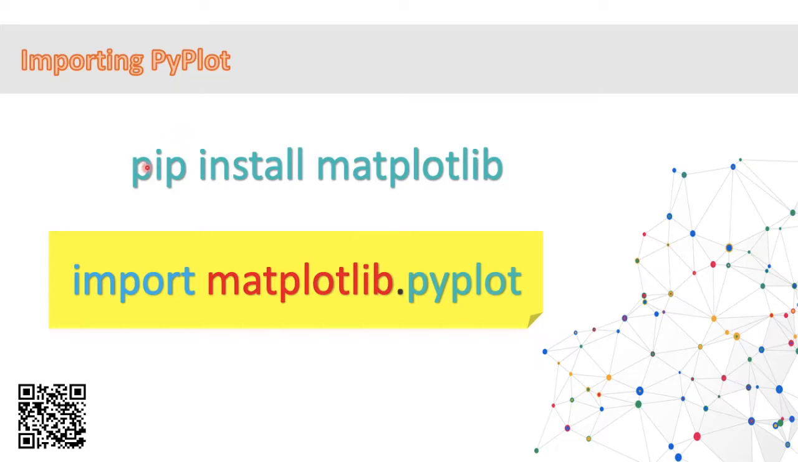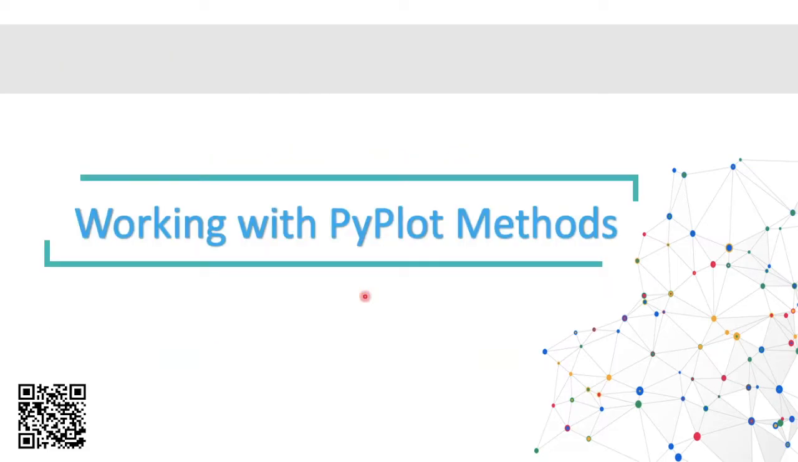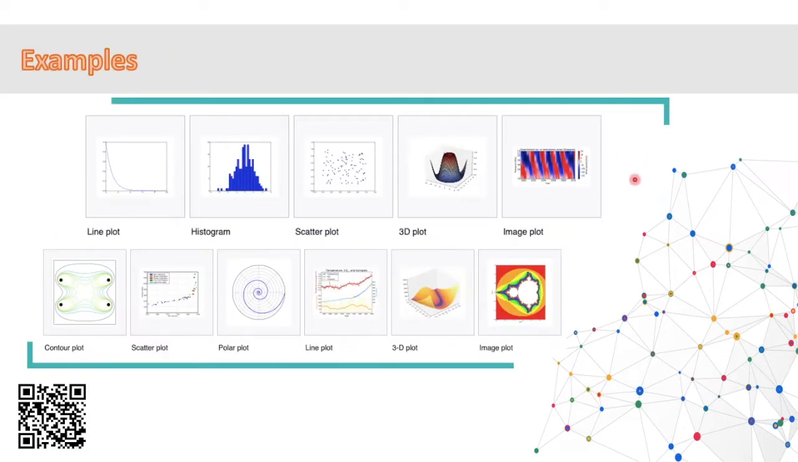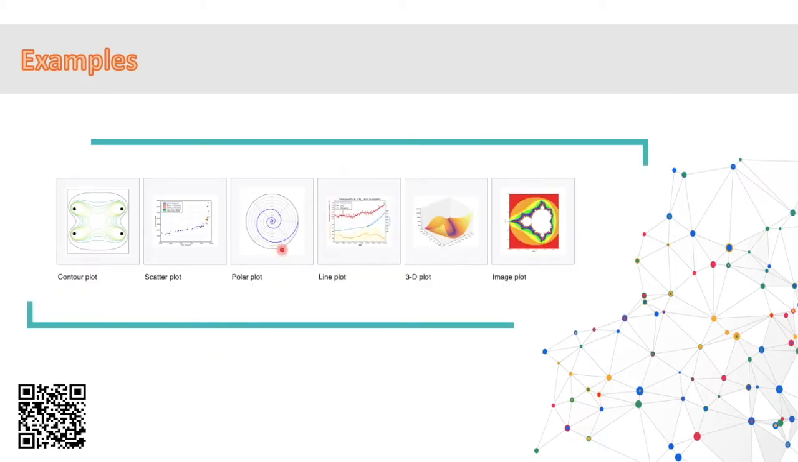After you finish your installation of the Matplotlib library, in order to use it, you will use the following statement: import matplotlib.pyplot. Since we will be dealing with the PyPlot interface of the Matplotlib library, we have to use the dot notation along with pyplot, working with PyPlot methods. These are some examples of graphs that can be generated using the Matplotlib PyPlot interface. As of now, we will stick to line plot, scatter plot, and bar plot.